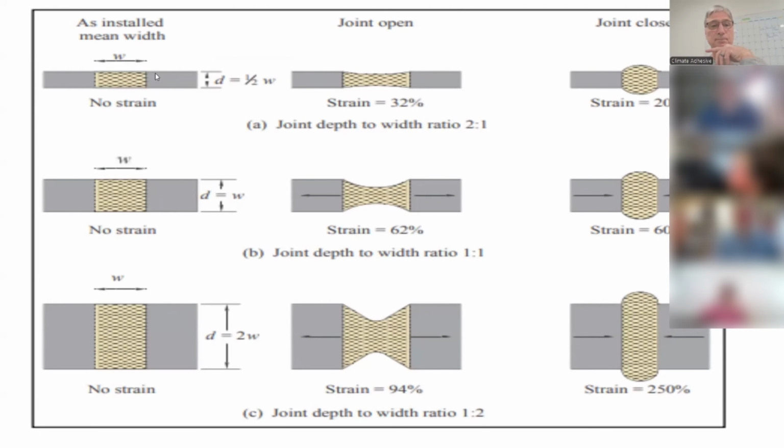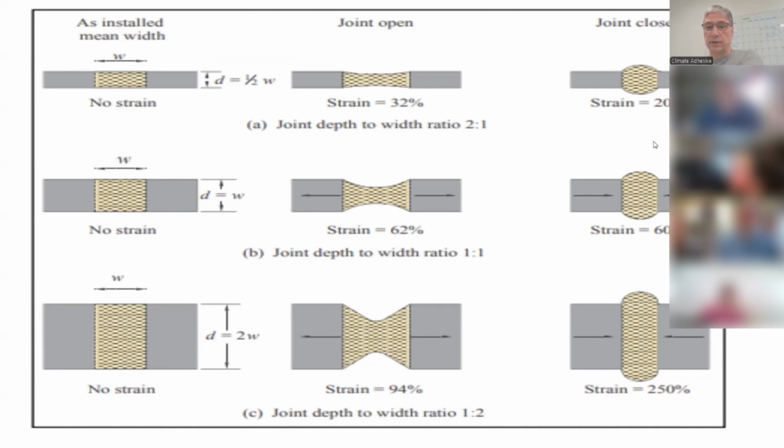So this first one, you have proper width to depth. In this first image, you have no strain on it. When the joint opens up due to thermal expansion and contraction, you've got 32% strain. And on the far right, when the joint closes, you get 20%. The next one down, where your depth equals width, when it opens up, the strain is 62%, and when it closes, you're at 60%.